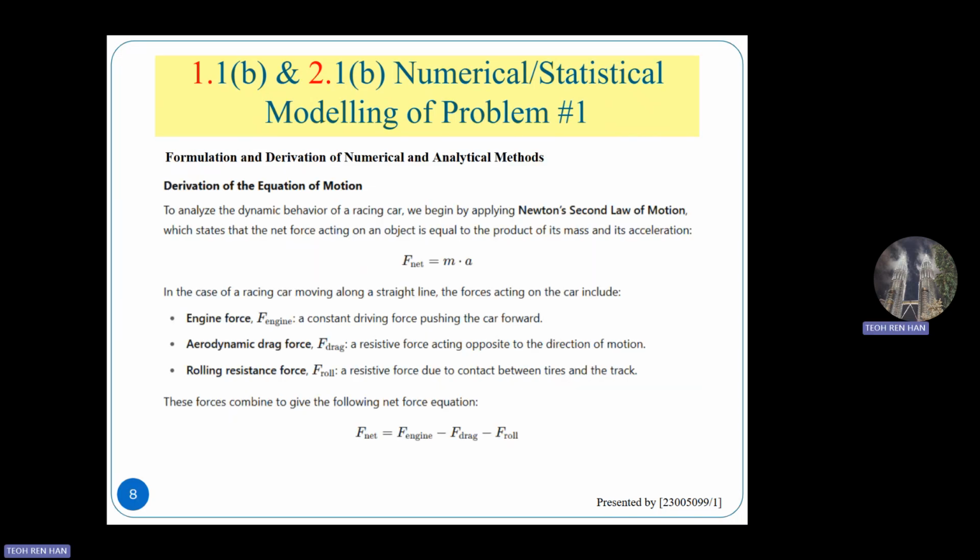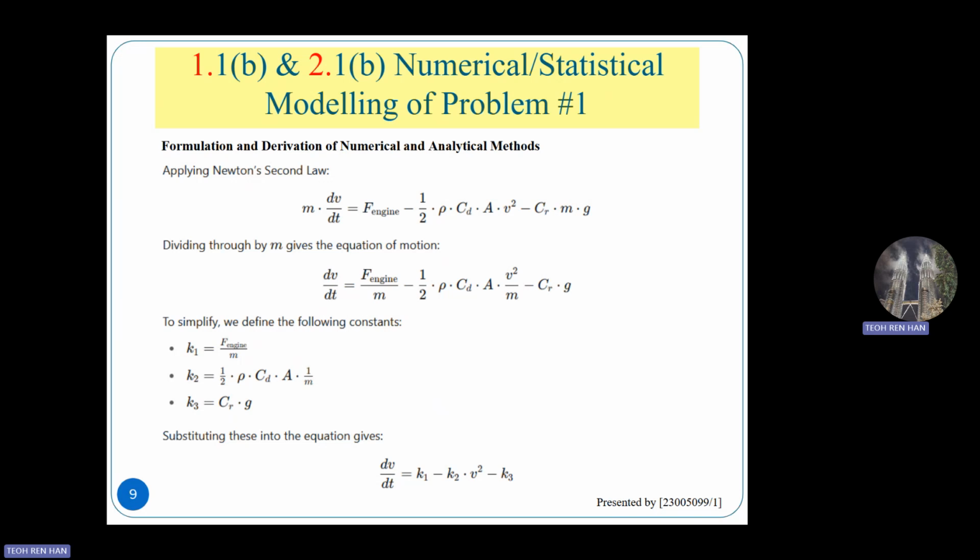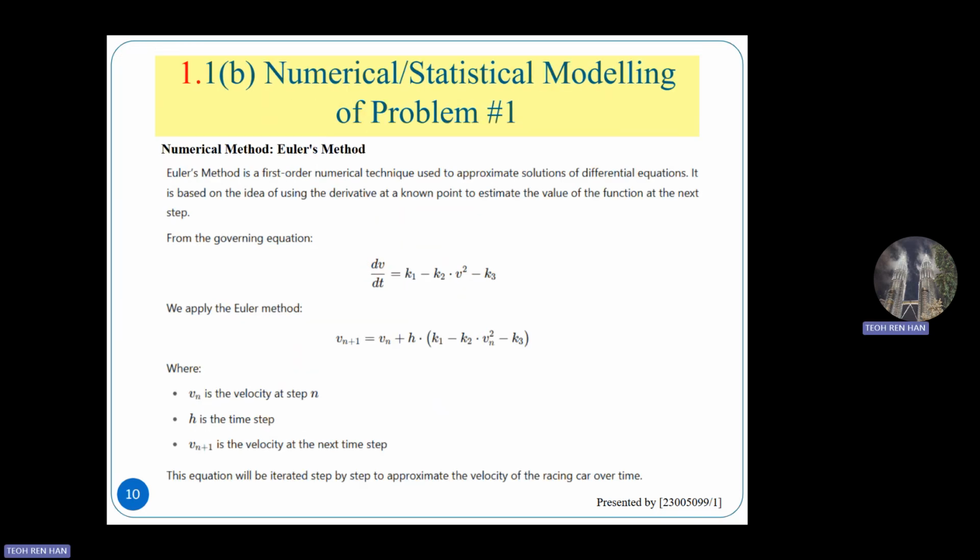I derived the motion equation and defined the constants such as K1, K2, and K3 to simplify the coding. These constants represent the force per mass, drag, and resistance. Here I show the Euler and RK4 formulas. Euler uses a basic slope update, while the RK4 calculates 4 slopes per step for better accuracy in nonlinear systems.